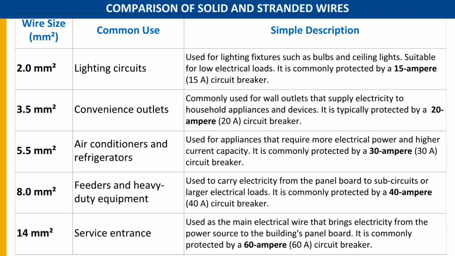5.5 square millimeters, air conditioners and refrigerators, used for appliances that require more electrical power and higher current capacity. It is commonly protected by a 30 ampere, 30A, circuit breaker. 8.0 square millimeters, feeders and heavy-duty equipment, used to carry electricity from the panel board to sub-circuits or larger electrical loads. It is commonly protected by a 40 ampere, 40A, circuit breaker. 14 square millimeters, service entrance, used as the main electrical wire that brings electricity from the power source to the building's panel board.